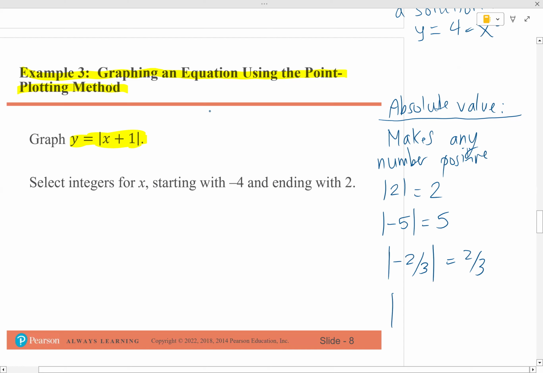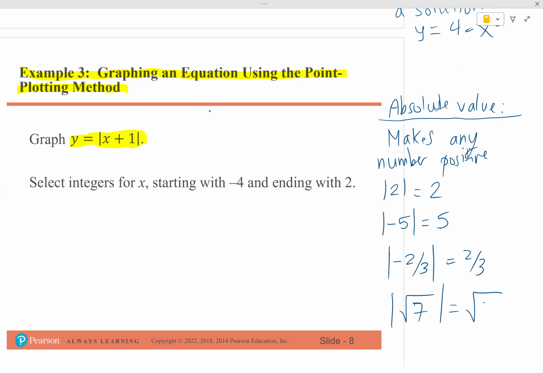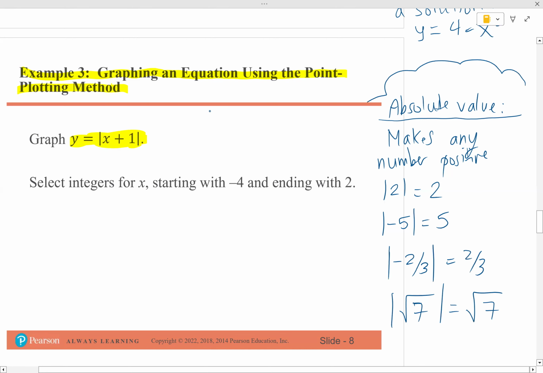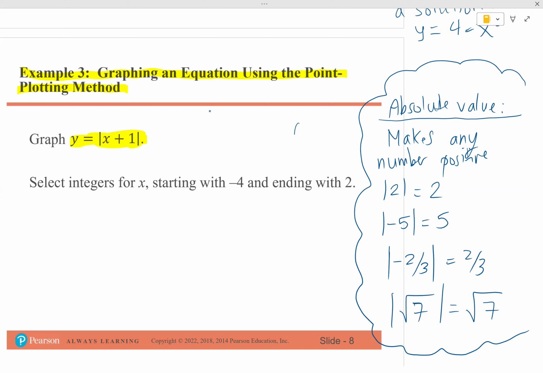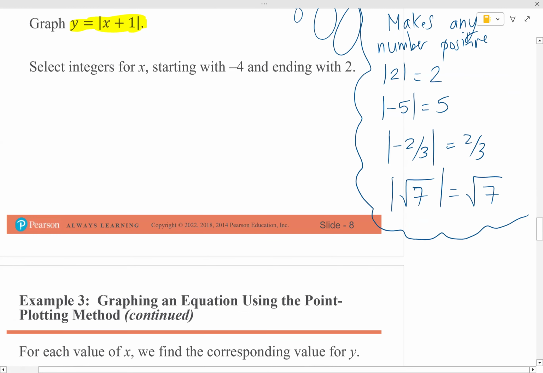Or like even the square root of 7, whatever that is. Well, I don't know what the square root of 7 is, but it's a positive number. So I don't need to change the sign. It's not negative. I don't need to make it positive. It was already positive. That's really all it is. It seems more complicated than it really is. So that won't be so bad.